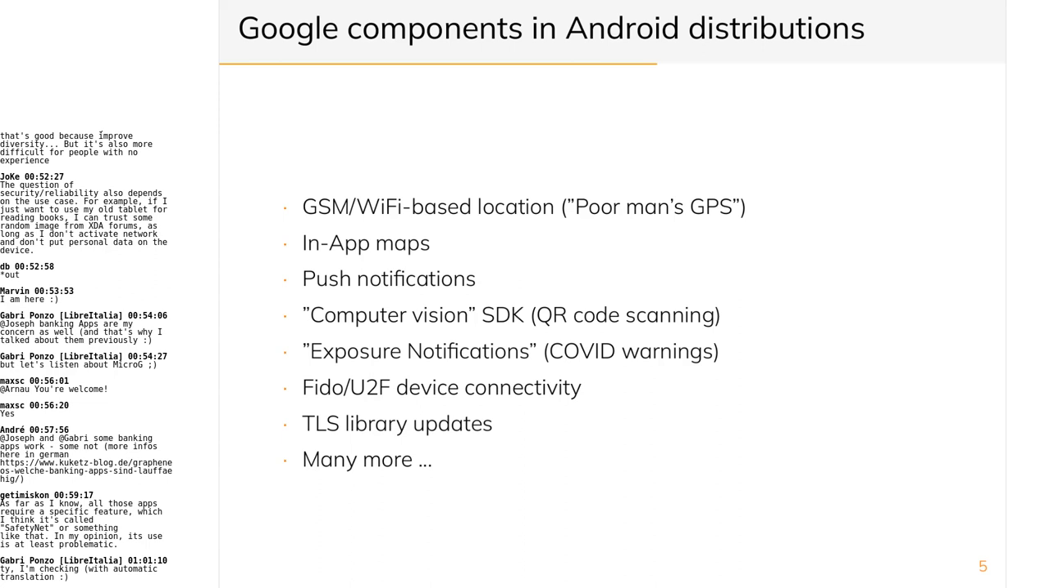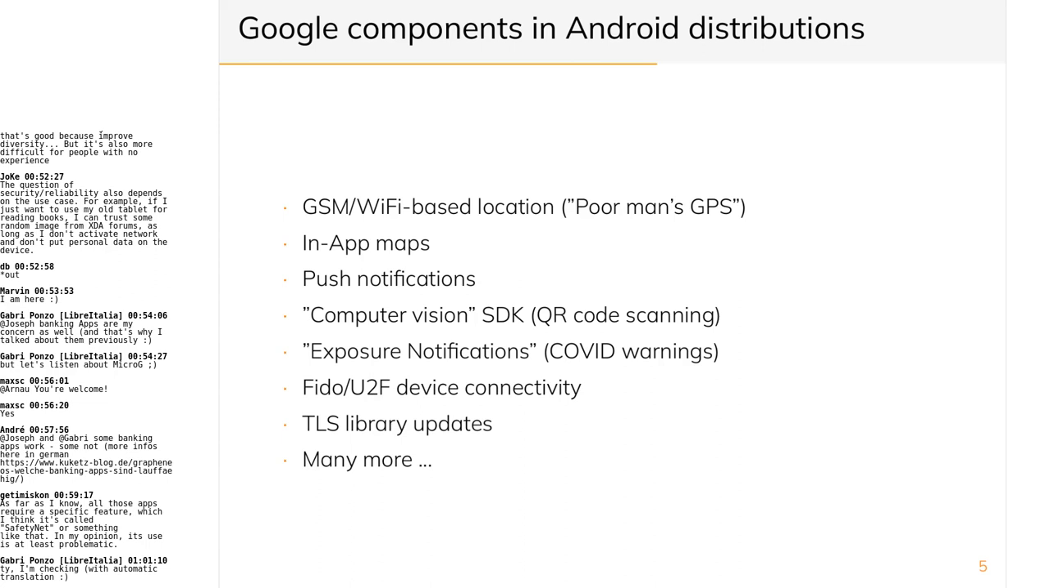Then we have the device connectivity for FIDO or universal second factor devices. So these devices like YubiKey or NitroKey that you can connect to your computer and use as a security key. And on Android, the intended way to connect to those is through a proprietary component by Google.